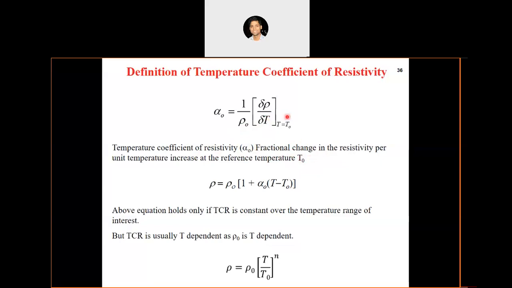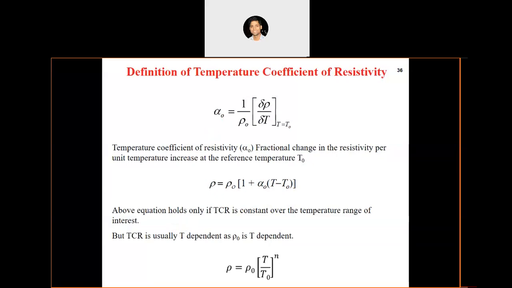And if we simply integrate this equation and assume alpha naught to be temperature independent, then we will get this relationship, which is rho is equal to rho naught into 1 plus alpha naught times (T minus T naught). That is the temperature dependence of resistivity, which comes from this definition of temperature coefficient of resistivity.